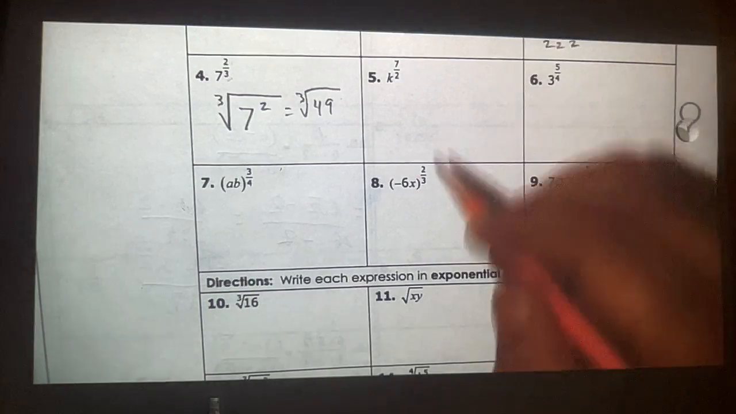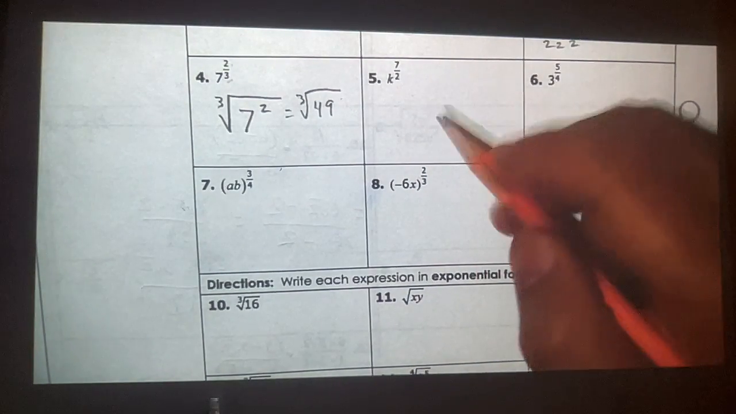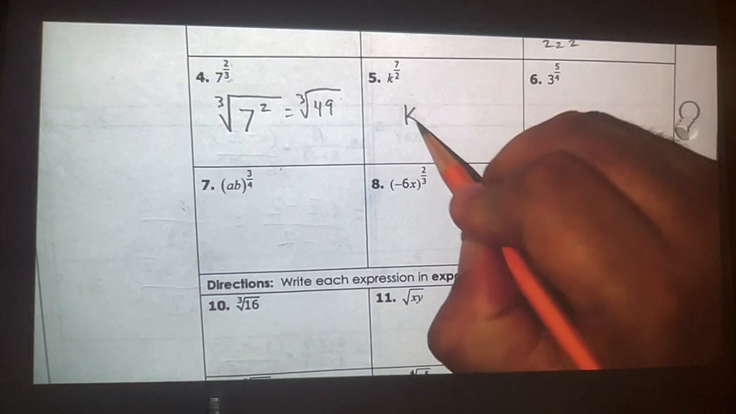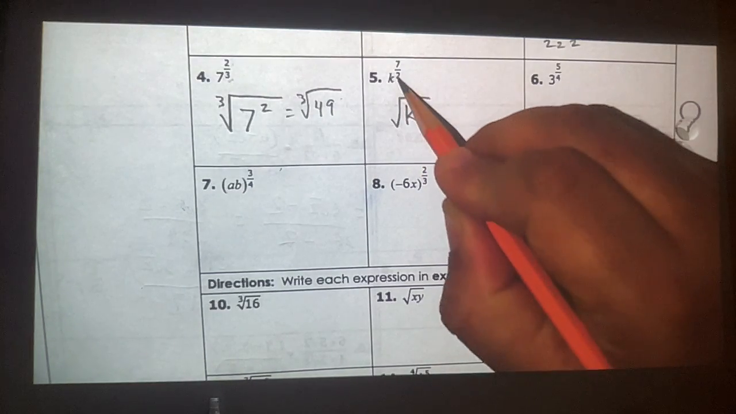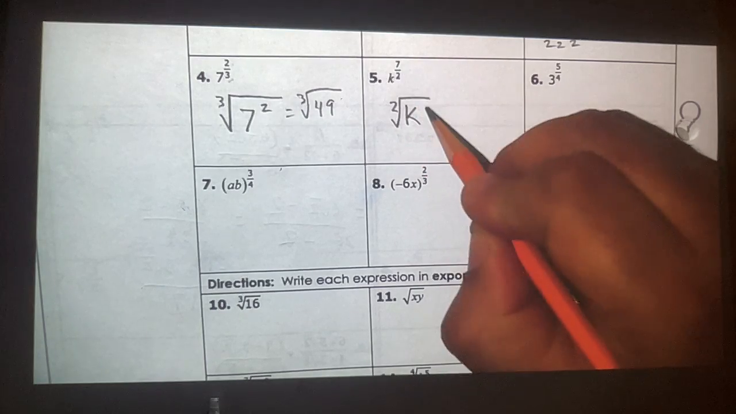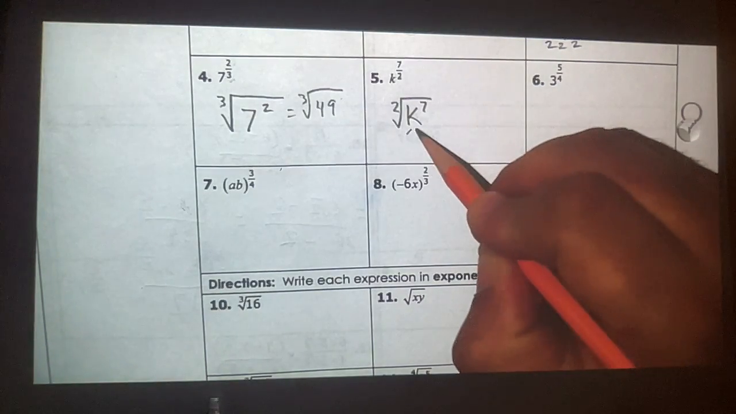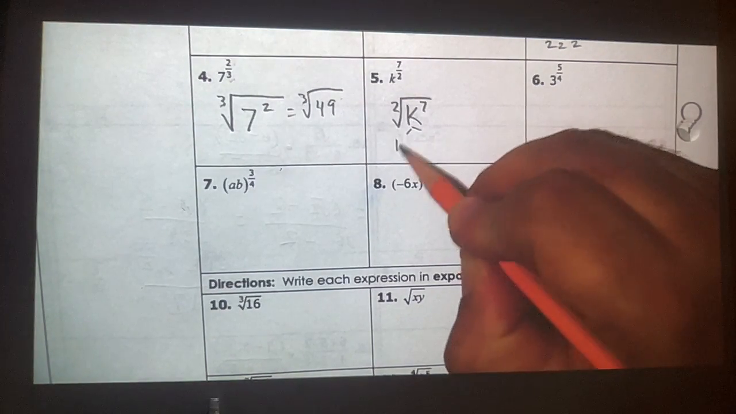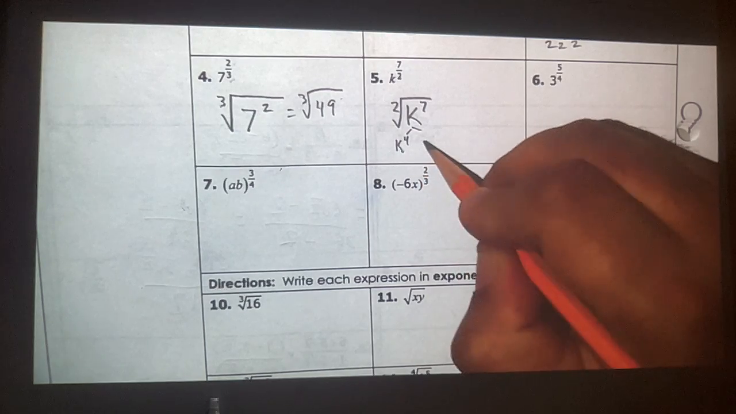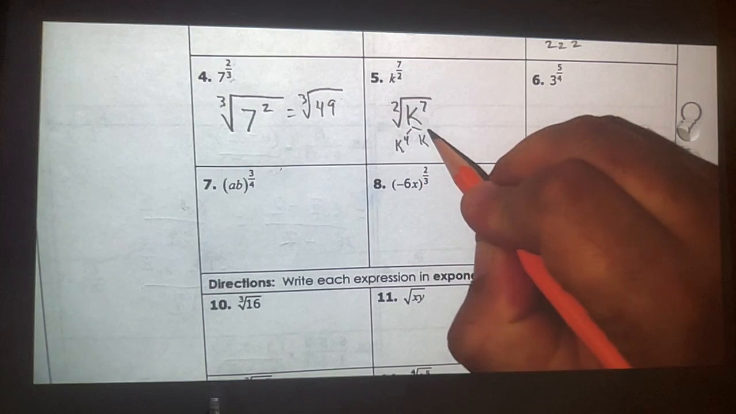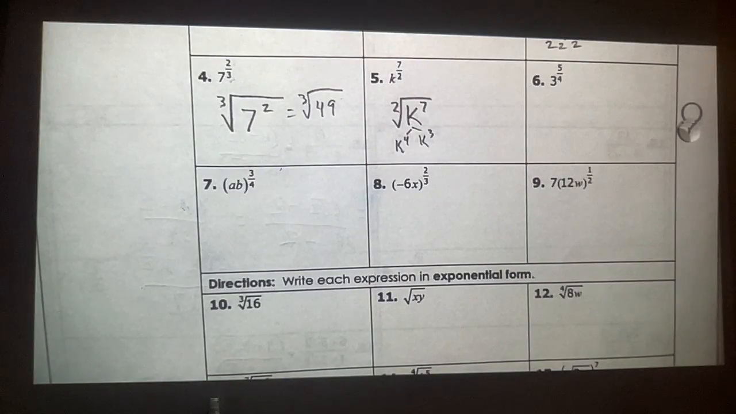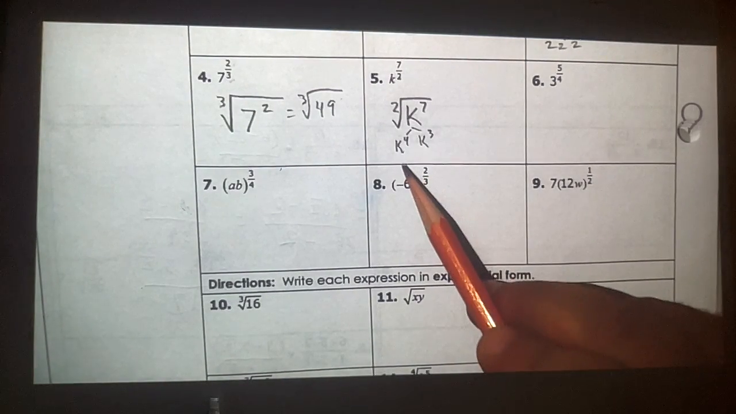Let's try a few more. Here I have k to the 7 halves. So that k goes underneath the radical. That 2 is my index out here. That 7 comes down like a hat right there. All right, but this will break down. Well, how would this break down? Let's see here. I could have k to the 4th times k to the 3rd, right?